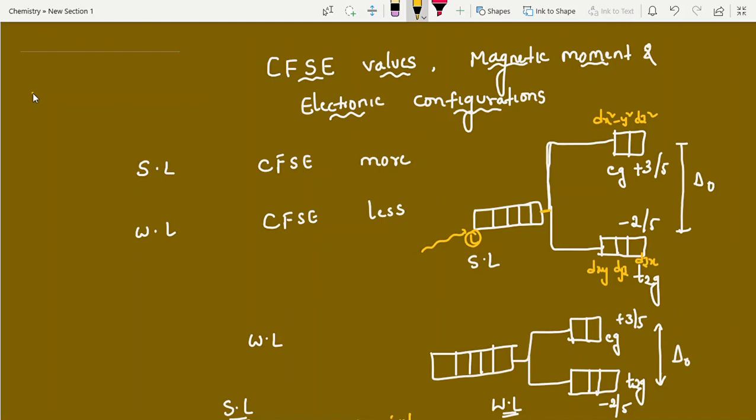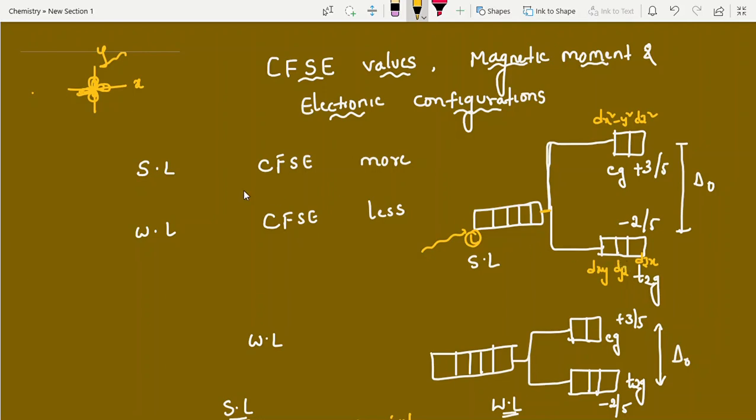I am drawing the structure here to understand it better. I am drawing dx square minus y square. Imagine this is the x-axis, y-axis, y two times and x again two times. Whenever a ligand approaches along the axis, its effect is more. That's the reason eg has higher energy when compared to t2g in an octahedral complex.